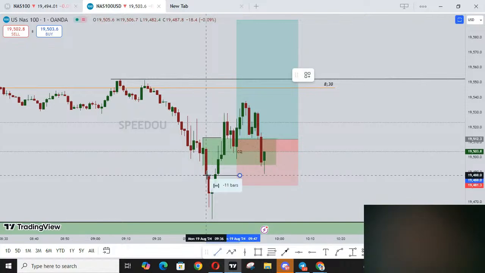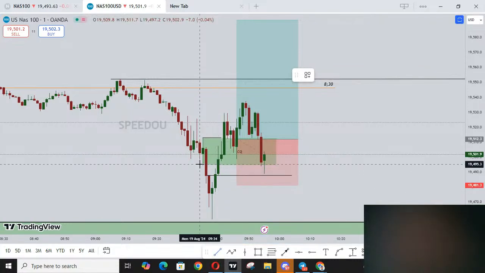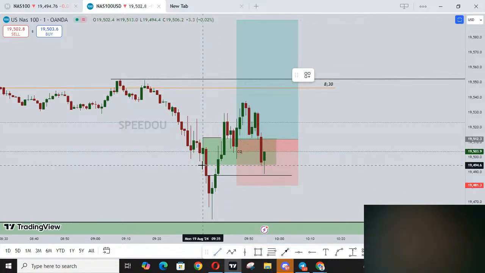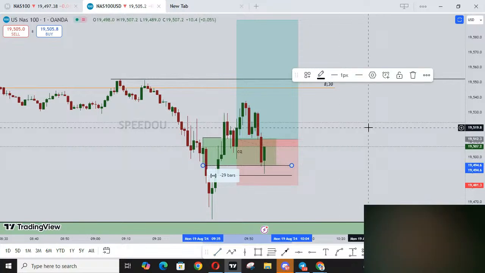With the implied fair value gap, I haven't seen the invalidation point, so I will hold all through. Once I see the invalidation, then I will reduce my loss and exit at a small loss, but up to now I haven't seen invalidation.